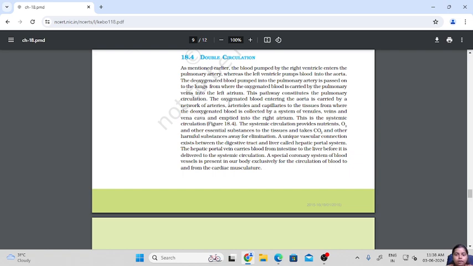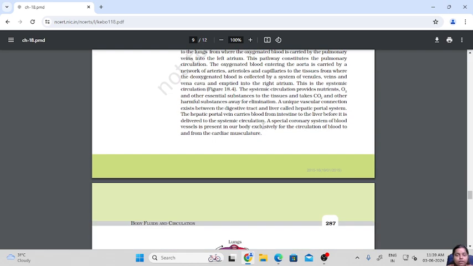The oxygenated blood entering the aorta is carried by the network of arteries, arterioles and capillaries to the tissues, from where the deoxygenated blood is collected by the system of venules, veins and the vena cava, which is emptied into the right atrium. This is called the systemic circulation. It provides oxygen, nutrients and other substances to the tissues, and takes away carbon dioxide and other harmful substances which need to be eliminated.